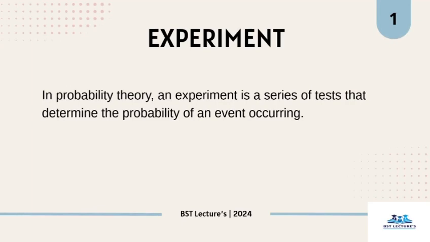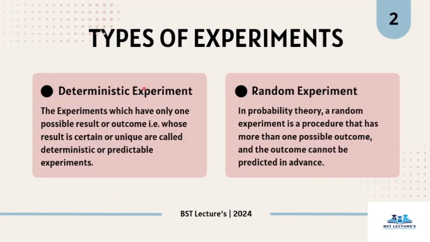Coming to the first basic of probability, experiment. In probability theory, an experiment is a series of tests that determine the probability of an event occurring. We have two types of experiments. One is deterministic experiment and the second one is random experiment.